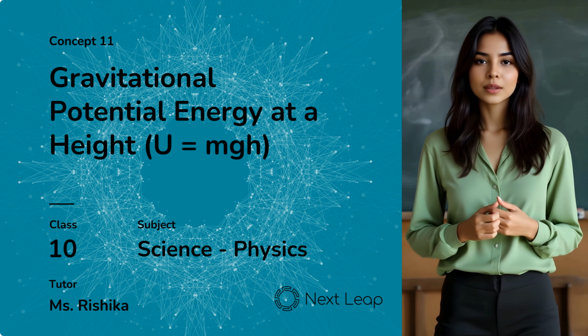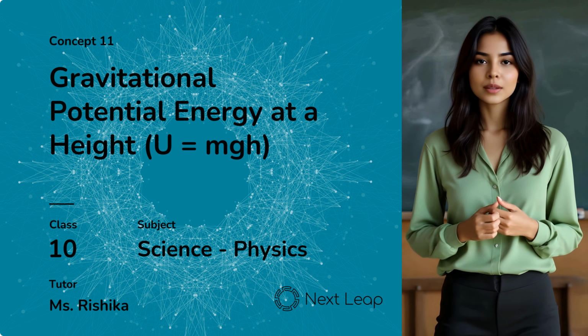This energy is due to its position in the Earth's gravitational field, and we call it gravitational potential energy. The more you lift, the more energy is stored. And when the object falls, this energy gets released. So gravitational potential energy is the energy a body possesses because it is elevated in height, and it gives the body the potential to do work.